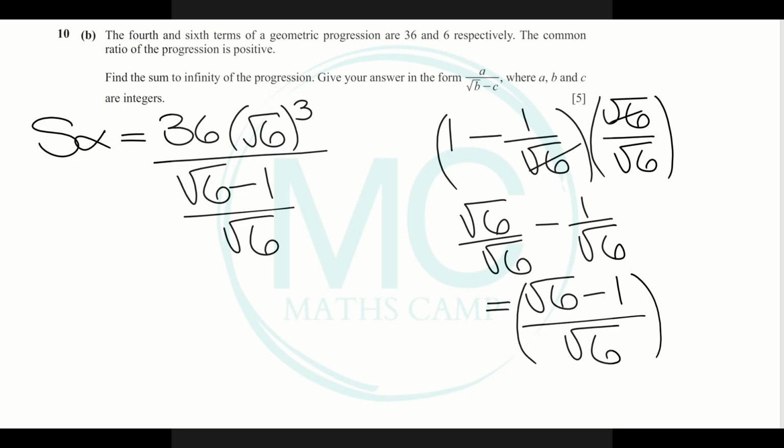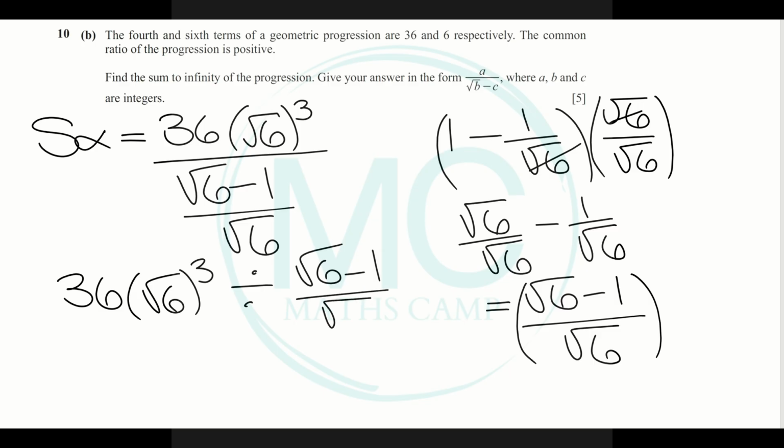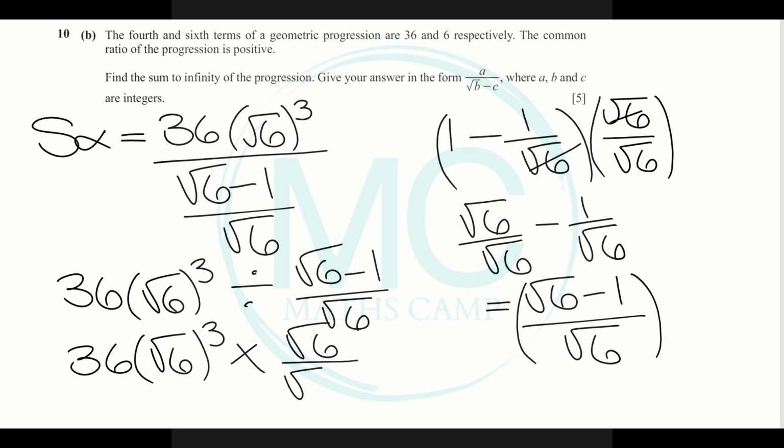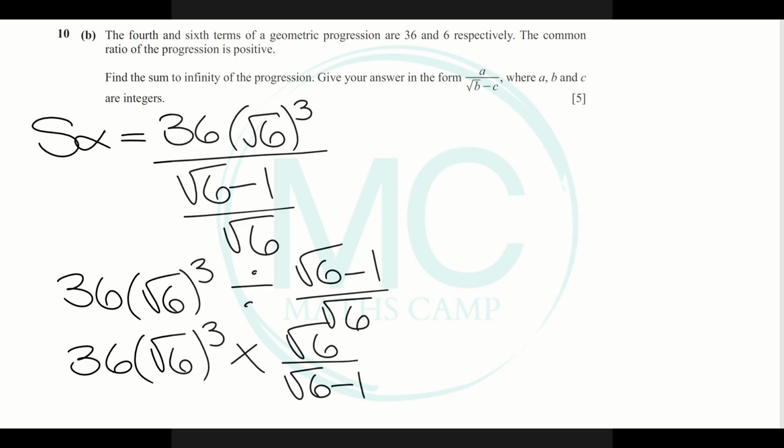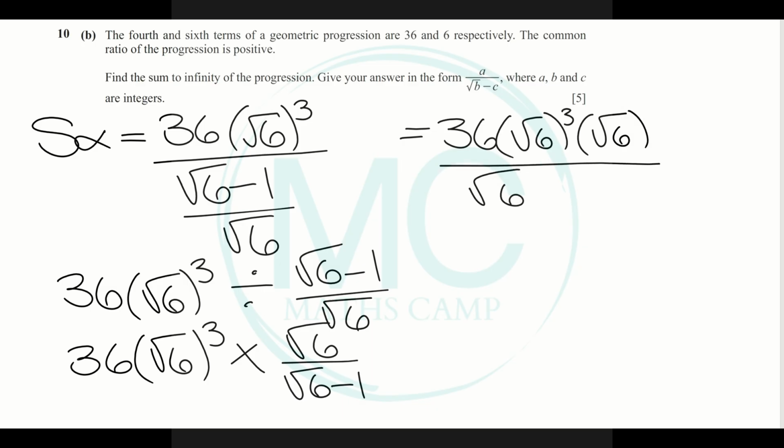Remember that when you have a fraction, we are actually dividing the numerator by the denominator. So we can rewrite this as 36 root 6 cubed divided by root 6 minus 1 over root 6. And when you are dividing fractions, we tip and times. So we get 36 root 6 cubed multiplied by root 6 over root 6 minus 1. Let's quickly make some space. Now this equation becomes 36 multiplied by root 6 cubed multiplied by root 6 all over root 6 minus 1.